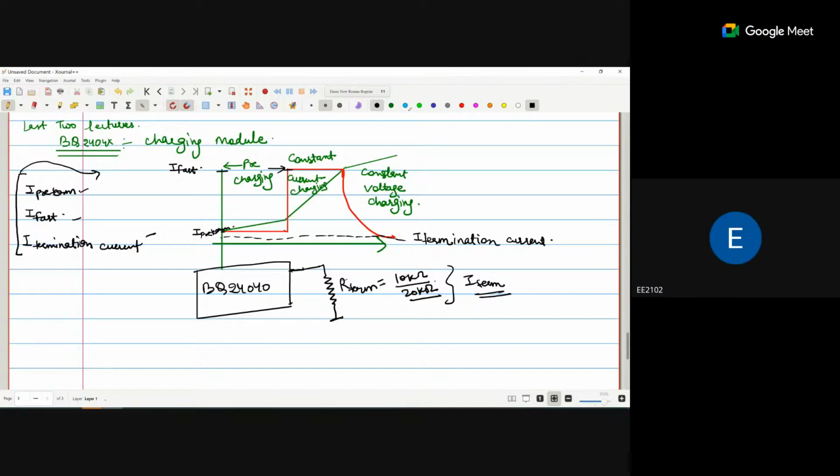Except this, everything from week 9 will be theoretical. All are theoretical. In week 10, there is some calculation part, some parameters. How we calculate these parameters, like line regulation, load regulation, like that.